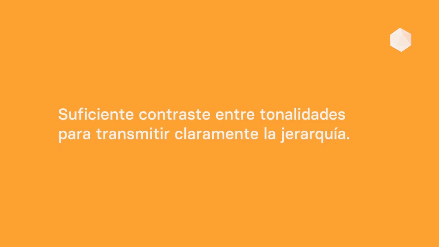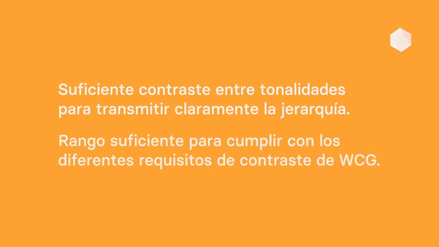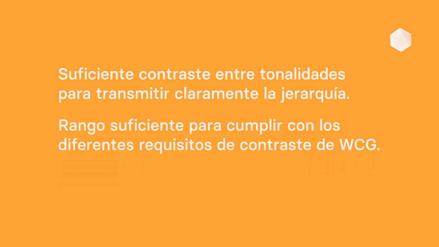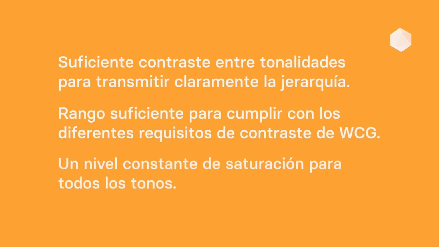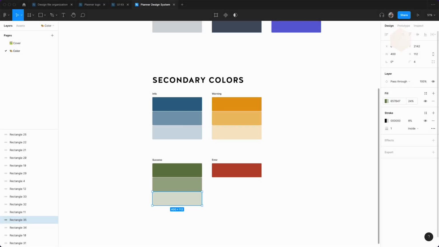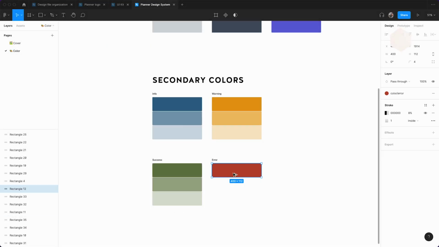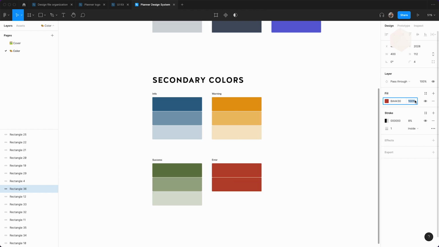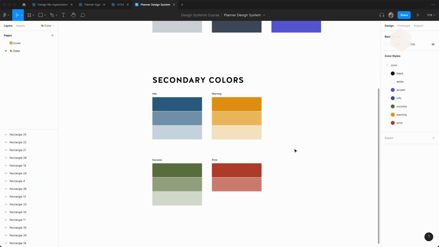Enough contrast between shades to clearly convey hierarchy. Enough range to meet different WCAG contrast requirements. A consistent level of saturation for all shades. In this color palette, you'll find that the lighter shades can be combined to express different hierarchy levels without feeling muddy. These combinations should feel intentional.